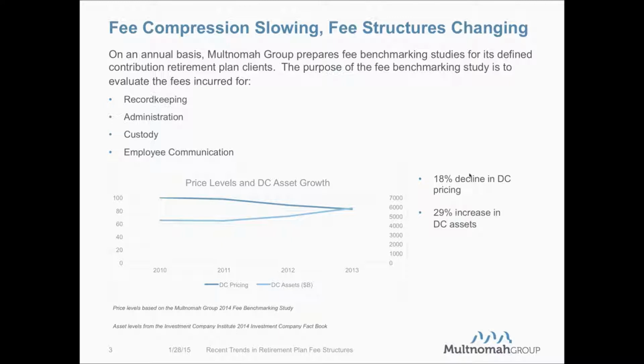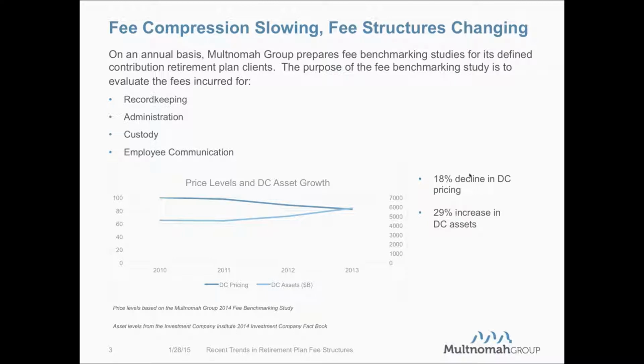So while the asset-based fee may not have changed or potentially even has declined from 2010 to 2013, the asset pool on which that fee is being assessed or charged has increased at a more rapid rate. So that allows for some revenue growth despite the fact that the number that many plan sponsors pay attention to, which is that asset-based fee number, may have been on the decline.